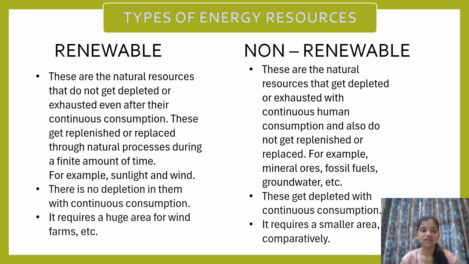Here are the differences between renewable and non-renewable. Renewable resources are natural sources that do not get depleted or exhausted even after their continuous consumption. These get replenished or replaced through natural processes within a finite amount of time. For example, sunlight and wind. The next difference is that there is no depletion in them with continuous consumption. It requires a huge area for wind farms, etc.